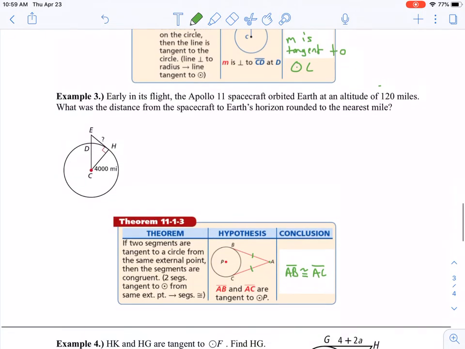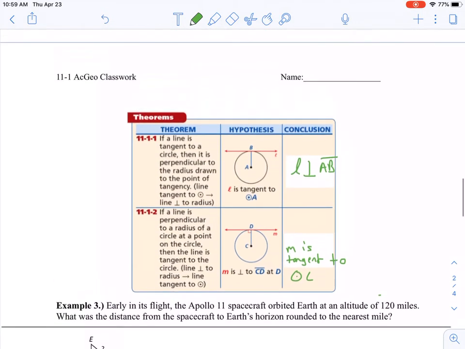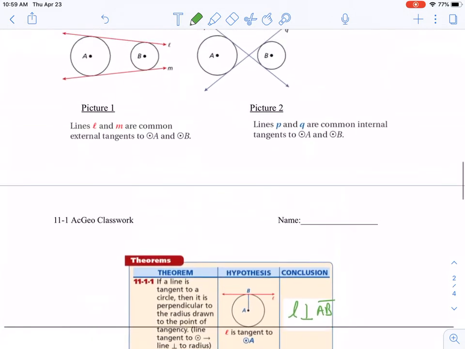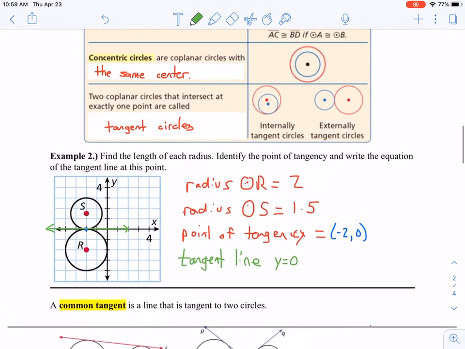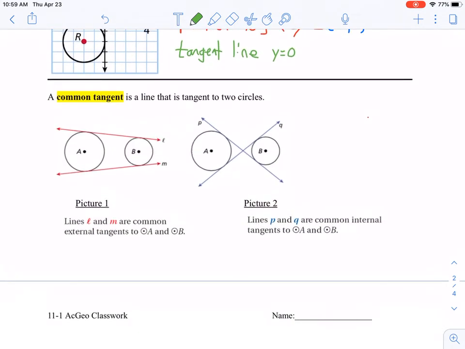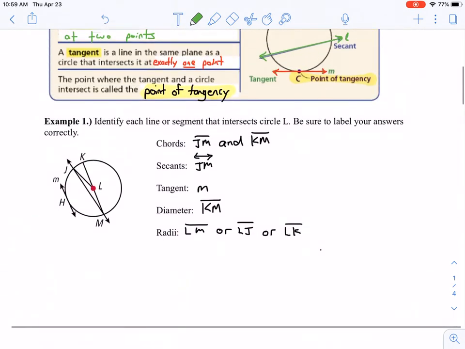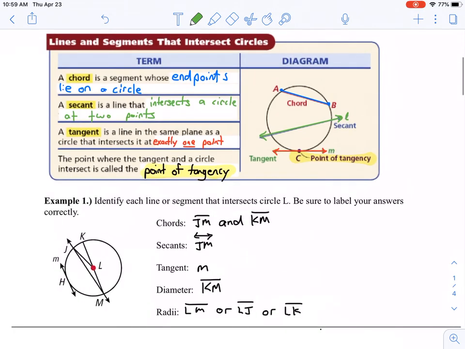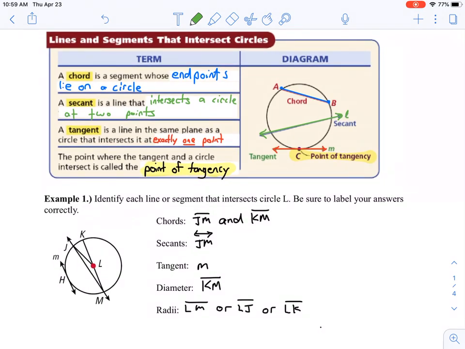Overall, the most important thing to remember is that tangent lines intersect in one place on a circle, and chords are segments that the endpoints are on the circle, and a secant line is just that. It's a line that goes through the circle. So if you remember those basic definitions, then the theorems make more sense.